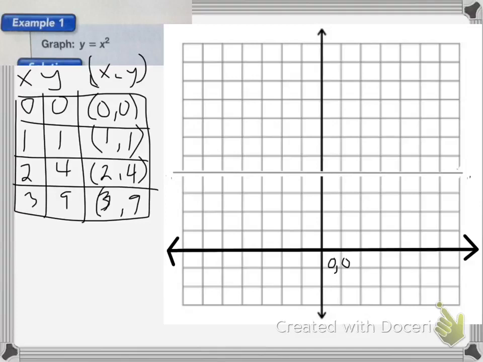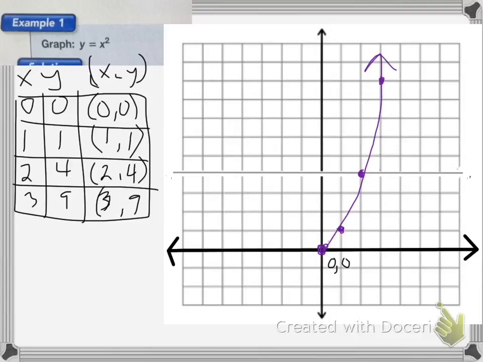Okay, if I was to graph that, I would start with 0, 0 here. Then I would go 1, 1, 2, 4, and then 3, 9. 6, 7, 8, 9 up here. Okay, so this is the first half of the graph.